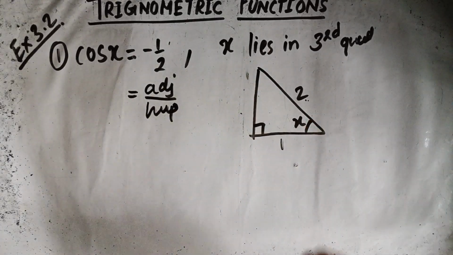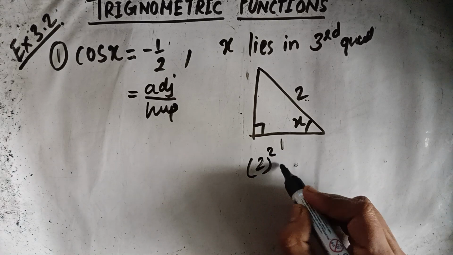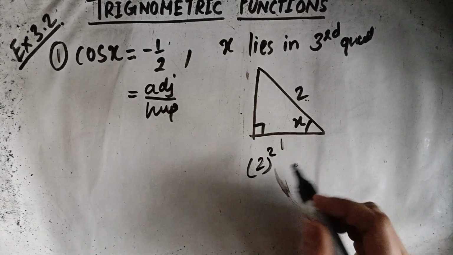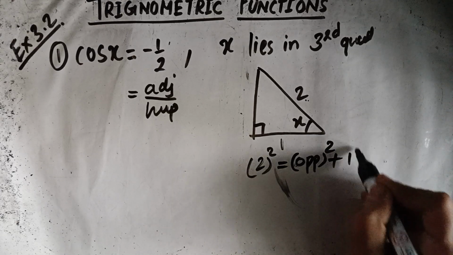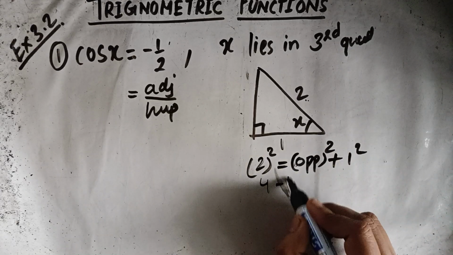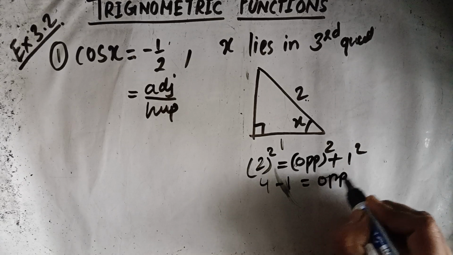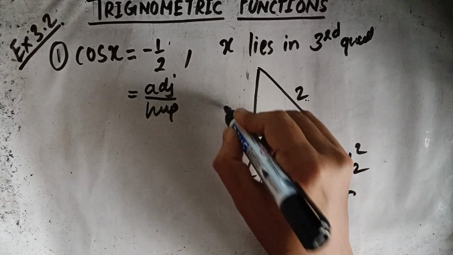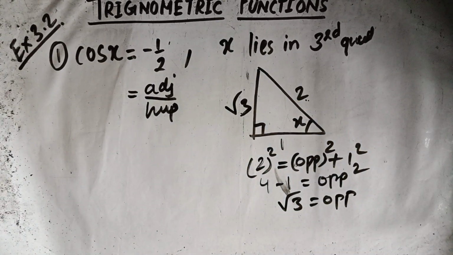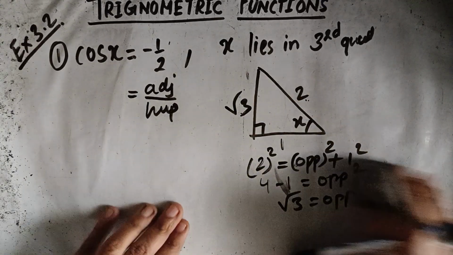So use Pythagoras theorem: 2 square minus 1 square. So root 3 is the opposite side. Okay.